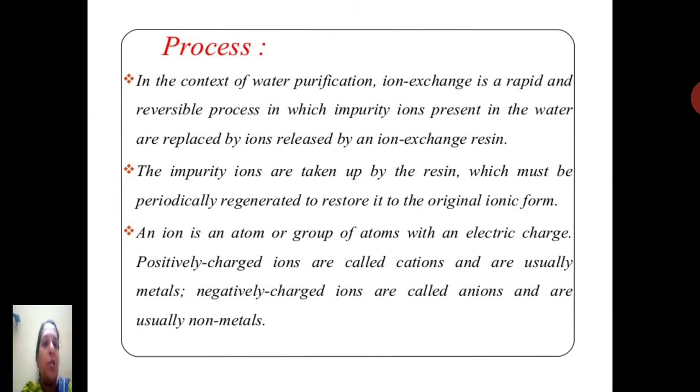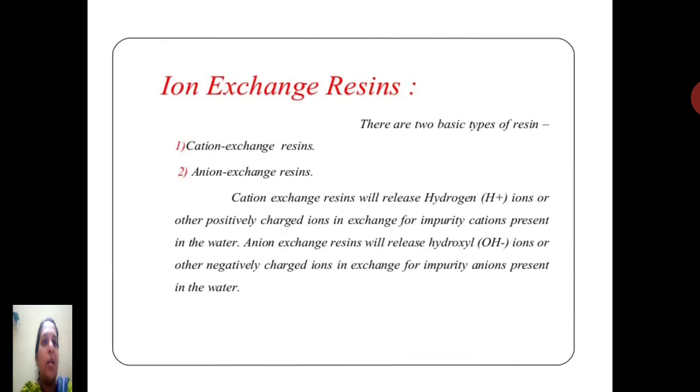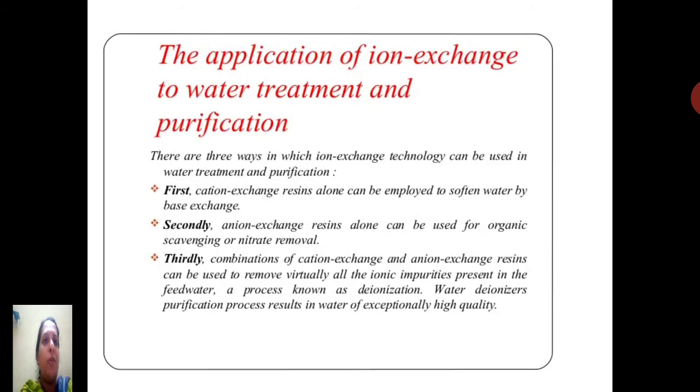Positively charged ions are called cations and they are usually metals, and negatively charged ions are called anions and they are usually non-metals. So there are two types of resins, as we have already seen: cation exchange resins as well as anion exchange resins. Normally we can use the cation exchange resin alone for softening water, or anion exchange resins for organic scavenging or nitrate removal.